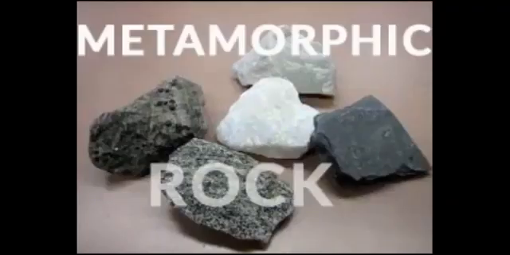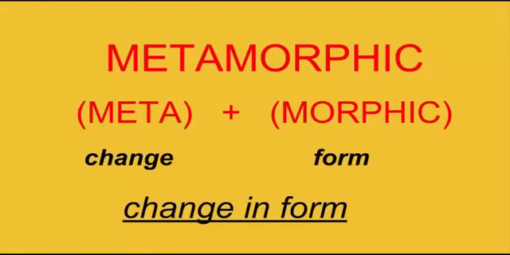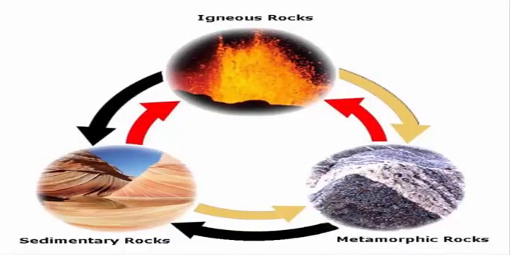Now let's try to understand it in a much better sense. What is the meaning of metamorphism? It means change in form. Therefore, metamorphic rocks arise from the transformation of existing rock types. The existing rocks go through a physical and a chemical change with a great amount of heat and pressure.